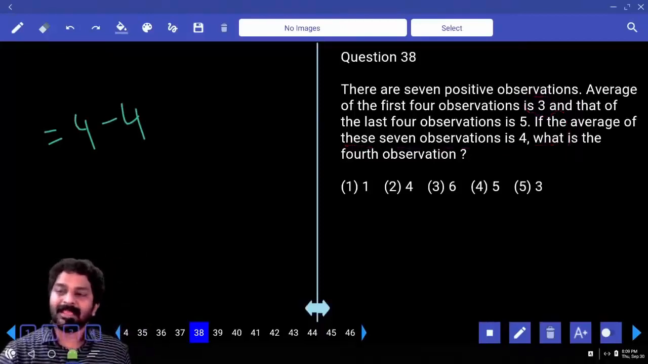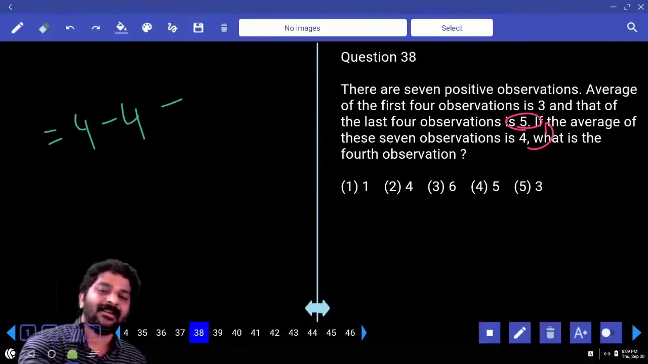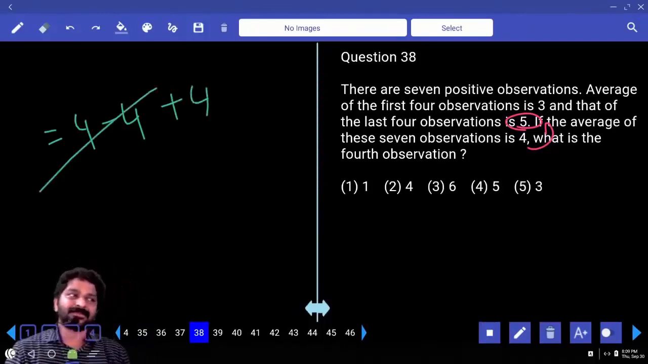Next, average of last 4 numbers is 5, which is how much more than the average? Like that, again 4 numbers are there. That means 4 more we have, plus 4. Cancel and plus 4, final answer.